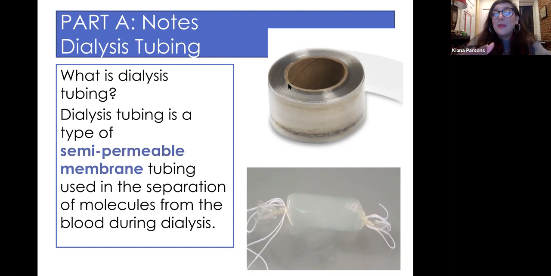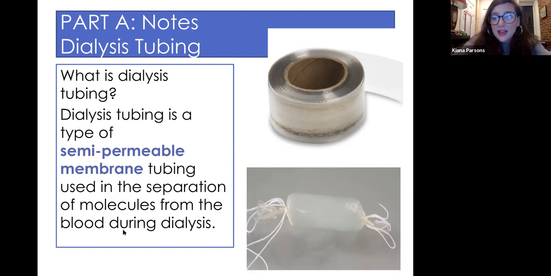And this semi-permeable tubing is used in the separation of molecules from the blood during this process of dialysis, which is again functioning in the same way as the human kidneys are supposed to function. And we just saw in that Do Now question that the cell membrane functions in the way most similar to the human excretory system.